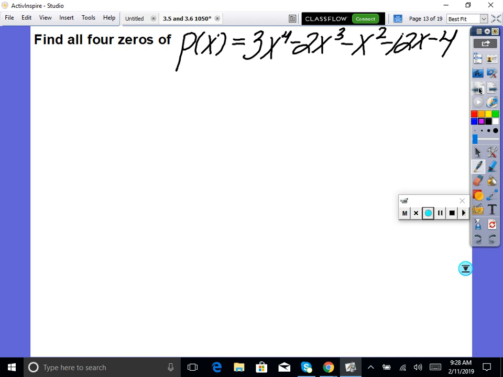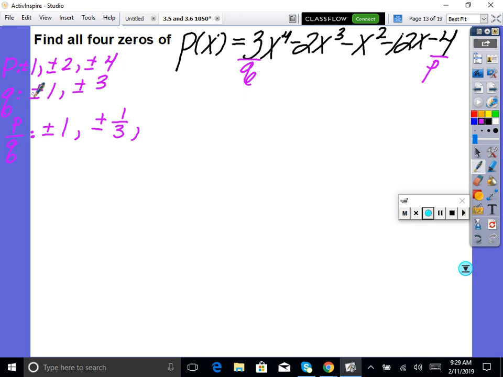Find all 4 zeros of p of x equals 3x to the 4th minus 2x cubed minus x squared minus 12x minus 4. There are 5 terms here. We don't have a factoring technique for that. So unfortunately, we have to use p over q. Here's q, here's p. Factors of p: plus or minus 1, plus or minus 2, plus or minus 4. Factors of q: plus or minus 1, plus or minus 3. So there's going to be kind of a lot here. Our factors of p over q: 1 over 1, 1/3.